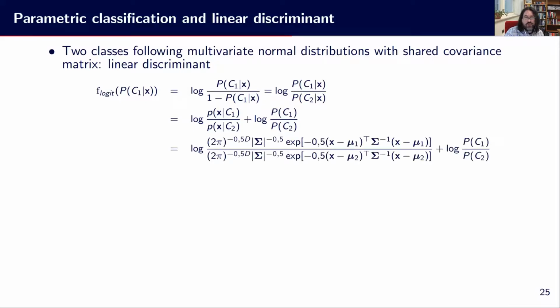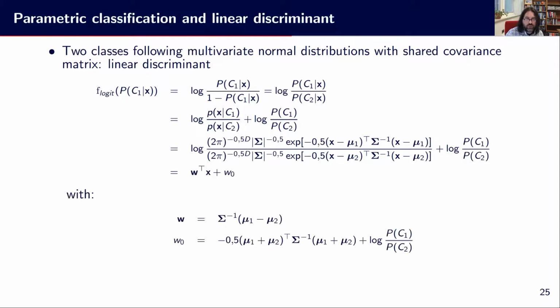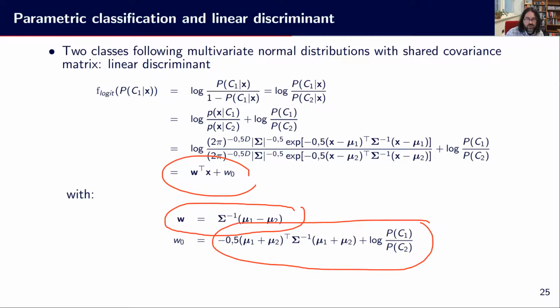Developing the equation using the Gaussian distribution, we've got that thing. And if we try to simplify a little, we've got this. This is directly in the form of a linear discriminant. And that linear discriminant, by doing some simplification, is corresponding to a W equal to the inverse of the covariance matrix times the difference between the means for the two classes. And as for the constant, we have that big thing here that is including all elements that are not dependent on X.